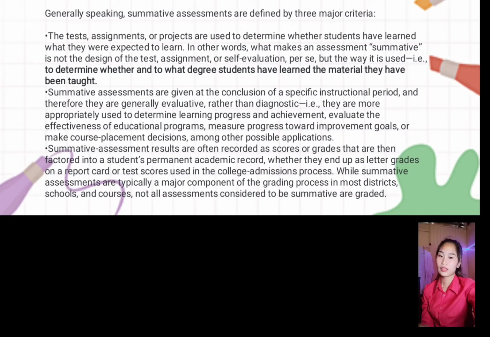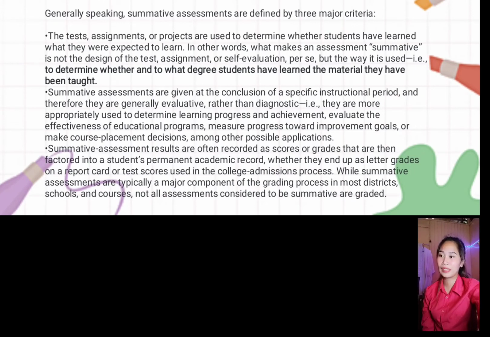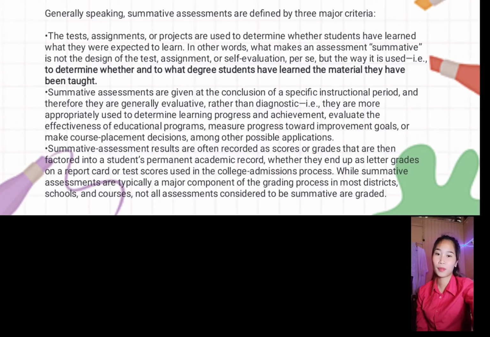So the next one is summative assessments are given at the conclusion of a specific instructional period, and therefore they are generally evaluative rather than diagnostic. So they are more appropriately used to determine learning progress and achievement, evaluate the effectiveness of educational programs, measure progress towards improvement goals, and of course, placement decisions among other possible applications.